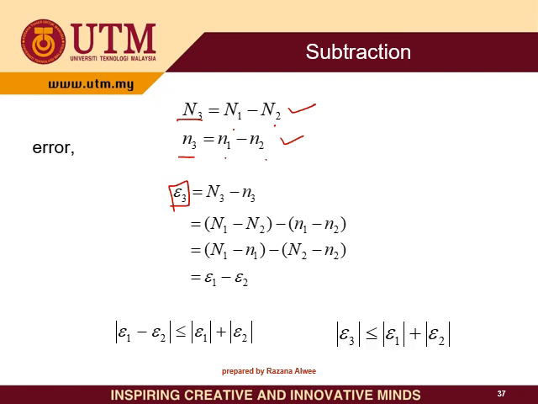The error for number 3 is n3, the true value, minus the approximate value. So we already got our equation here. We put it down here. This one we change to here. This one we change to here.